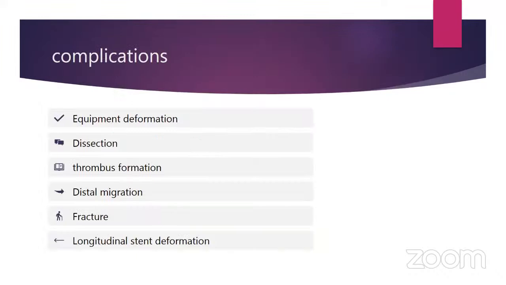What are the complications associated with guide extension catheters? Equipment deformation, mostly when passing the guide wire or the stents at the site of the guide extension collar, or during removal of the guide extension, can lead to entrapped stents or other equipment.